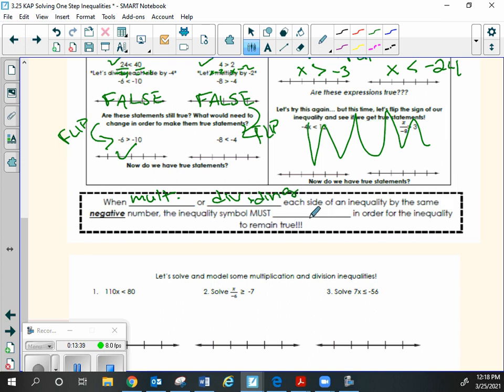So again, the big idea when multiplying, I'm going to abbreviate, or dividing, you need to flip. You must flip. When multiplying or dividing by what kind of number? A negative. Very good. Yes.